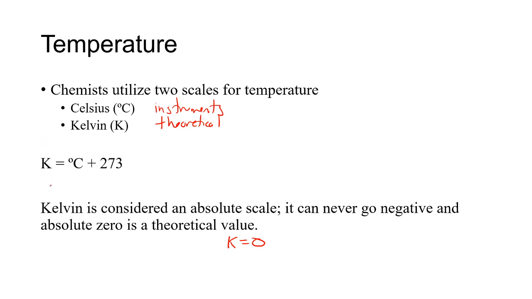So let's say, for example, I'm at room temperature, which let's say I'm in a little bit of a warmer room here, 25 degrees Celsius. What's that temperature in Kelvin? I have to plug 25 into my formula here. 25 plus 273 will give me my Kelvin temperature, which in this case is 298 Kelvin. Okay, that's going to wrap up this video.